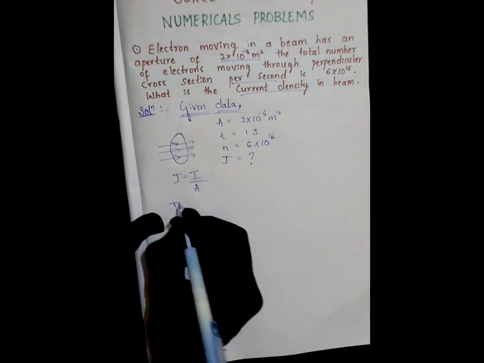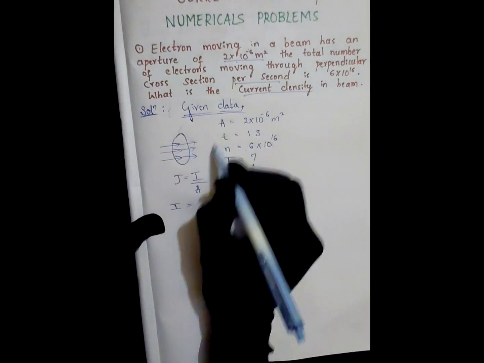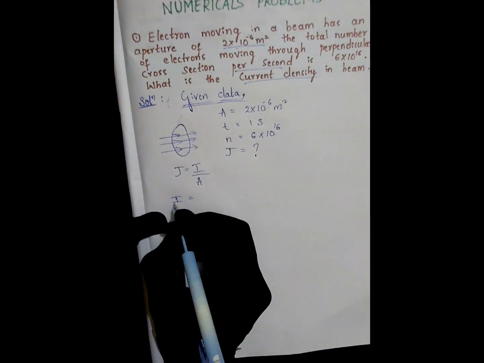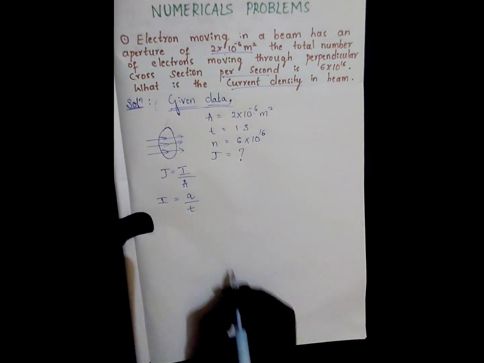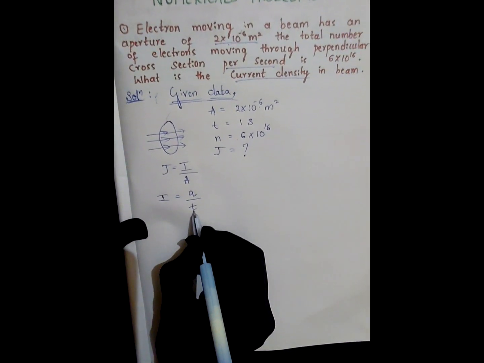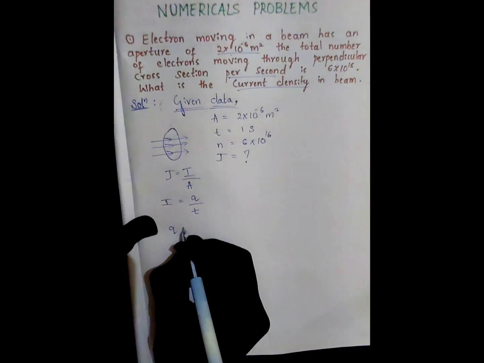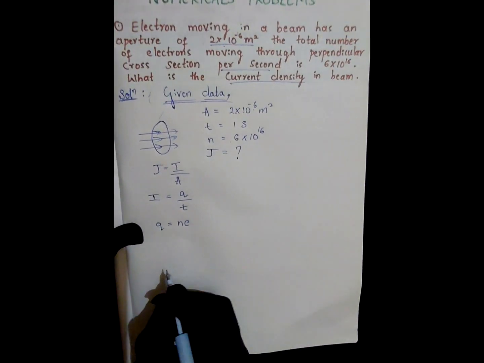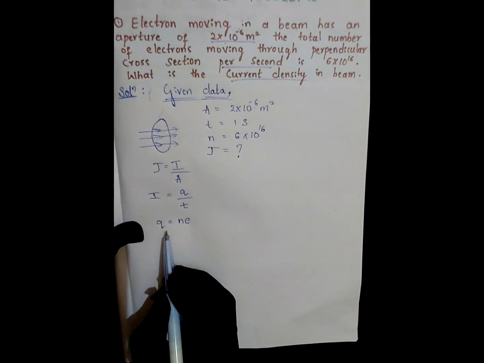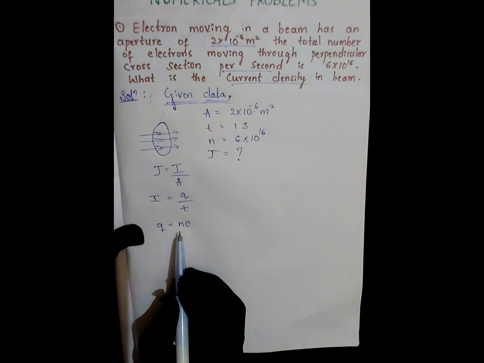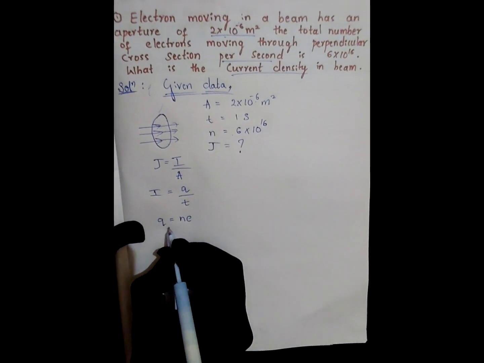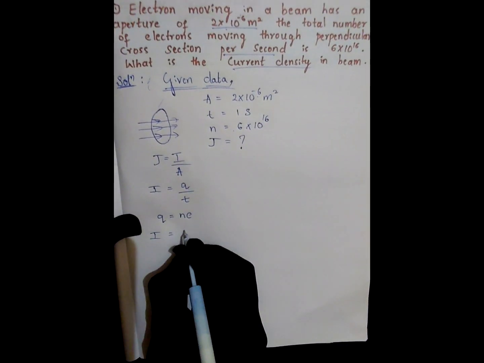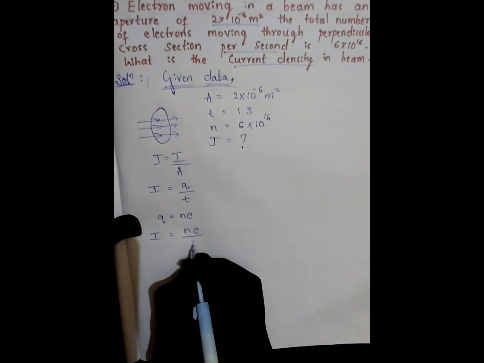In that, again we need to find the value of current, because in the given data there is no value of current. So we take I equal to, students, we know that the current formula is Q divided by T, where Q is charge and T is time. Again for charge we take another formula, Q equal to N into E, which means the total charge is equal to an integer multiple N of the elementary charge E. Substitute the value of Q in this formula. We get I equal to N into E divided by time.